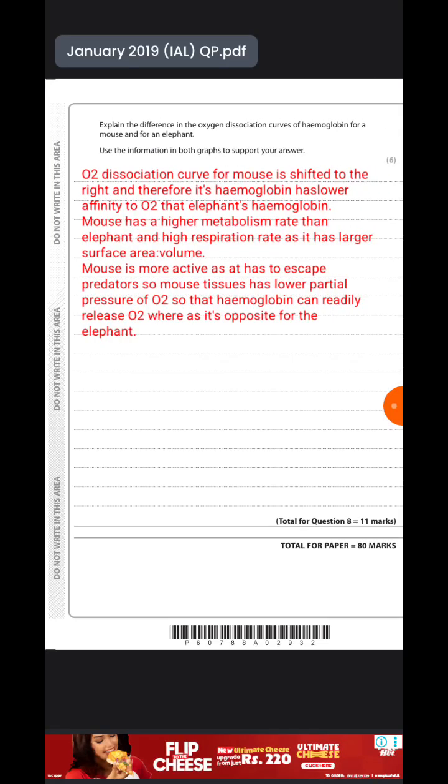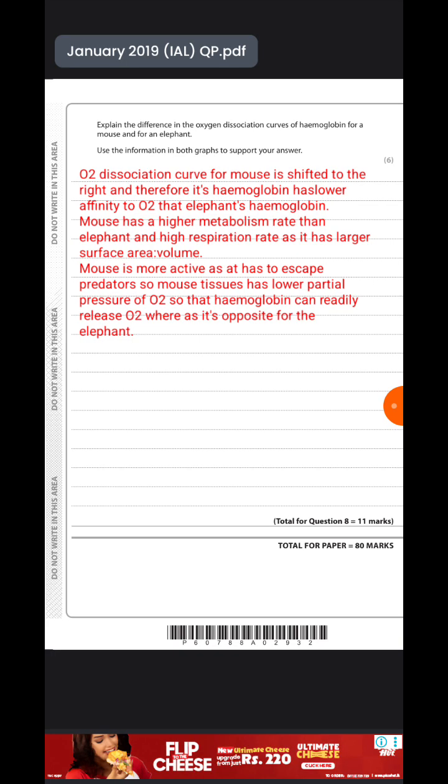Mouse is more active as it has to escape predators, so mouse tissues have lower partial pressure of oxygen so that hemoglobin can readily release oxygen, whereas it's opposite for the elephant. So another key point you have to remember is, if the partial pressure of oxygen in tissues is low, that means hemoglobin can readily release oxygen. If the partial pressure of oxygen is really high, hemoglobin does not release oxygen and it takes oxygen.